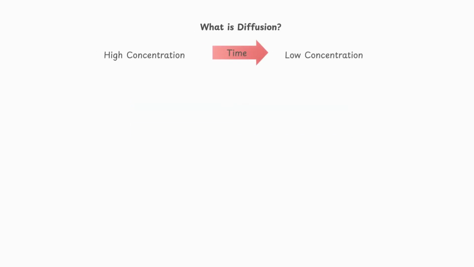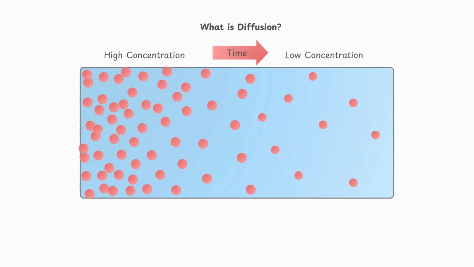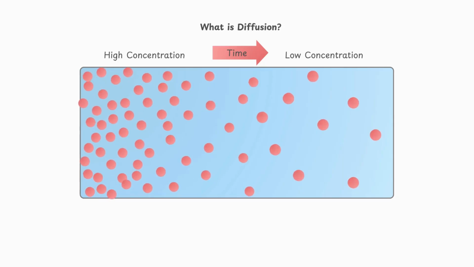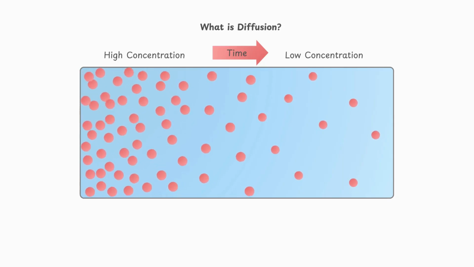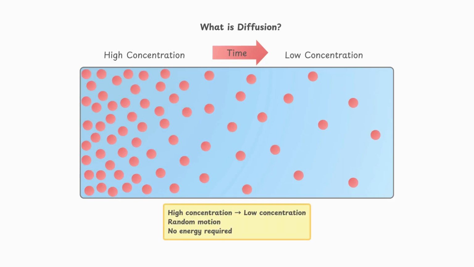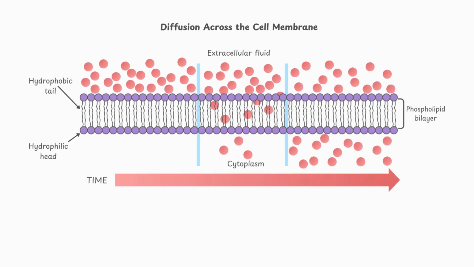Molecules are constantly moving randomly. When there are more molecules in one area compared to another, they naturally spread out. They move from where they are crowded to where there is more space. This movement down the concentration gradient does not require energy. It happens automatically. In living organisms, diffusion still moves substances from high to low concentration, but the cell membrane controls what can pass. It is selectively permeable.